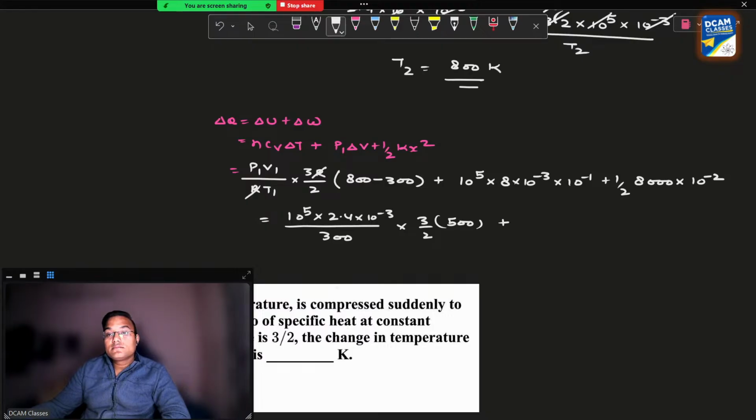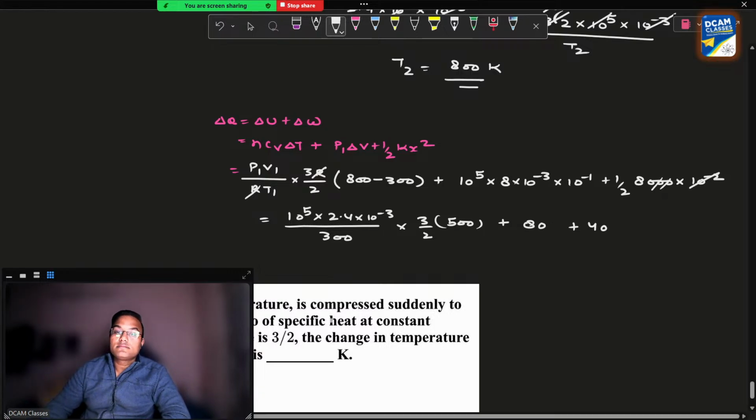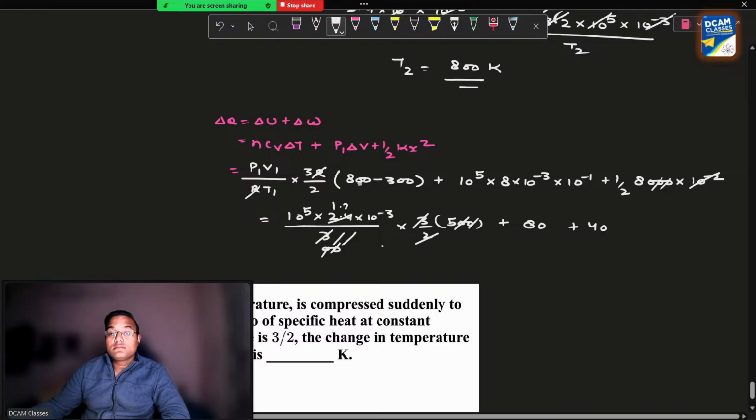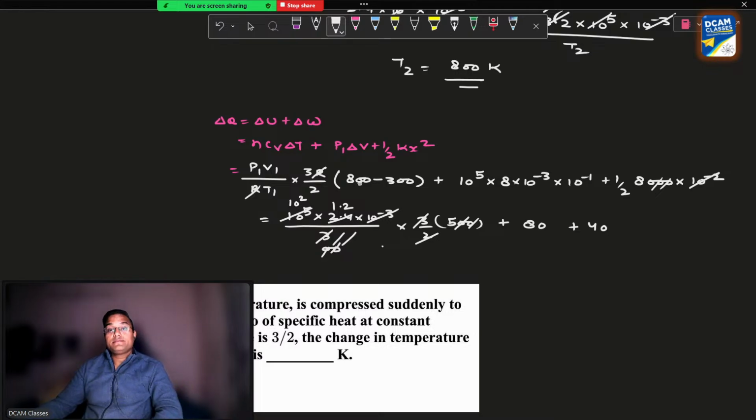500. 80. 40. I don't know if anyone is following or not, because I am only solving. 120 into 5, 600. 120. 720. 720 joule of heat is provided. That's the B part.